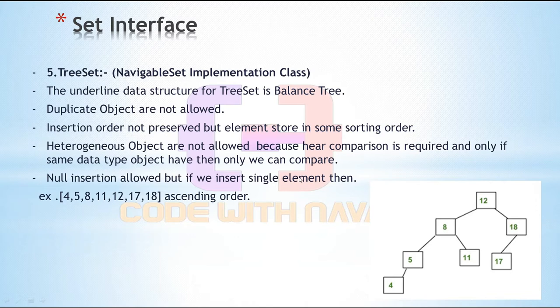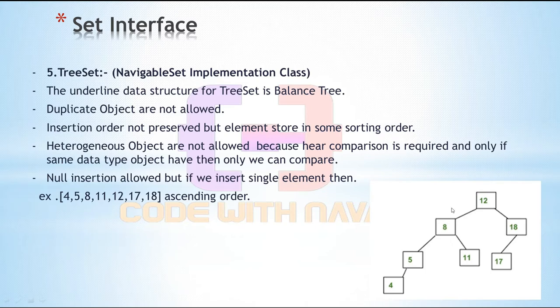Okay, here you can see this balanced tree, and here we use ascending order. You can see 4, 5, 8, 11, 12, 17, 18. We store all this data in ascending order. We will not discuss all this internal process, because I am planning to create a separate playlist for data structures, and there we will discuss all the algorithms, and all the searching and sorting algorithms.